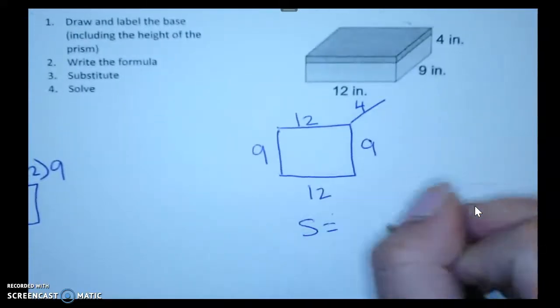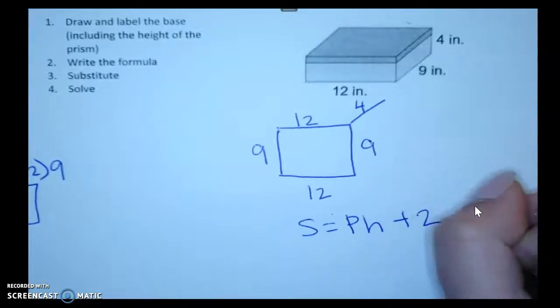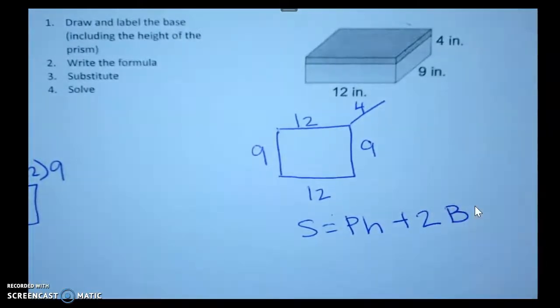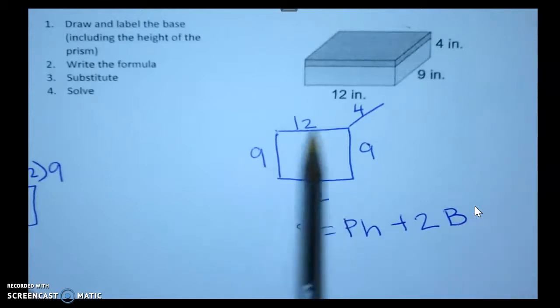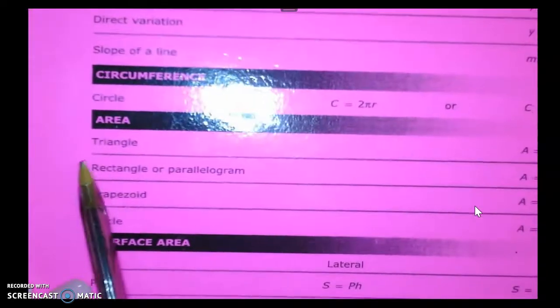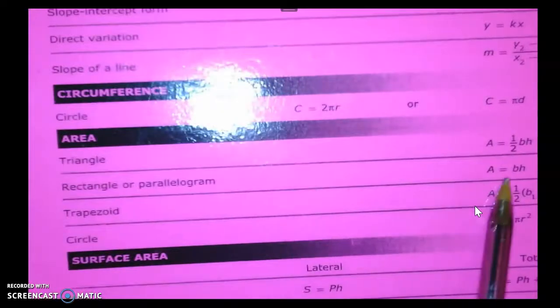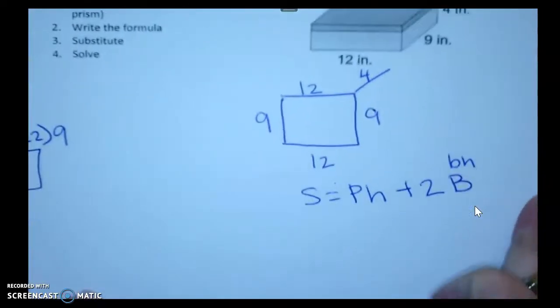Now we want to write the formula. So S equals big P times H plus 2 times big B. So perimeter of the base, we know because we just used that in the lateral formula. Big B is area of the base. So my base shape right here is a rectangle. So that means on my formula chart, here's the area of shapes, right? I'm looking for the rectangle one. We're going to use little b times h. So I like to write that right here above it so I don't forget what I'm doing here.